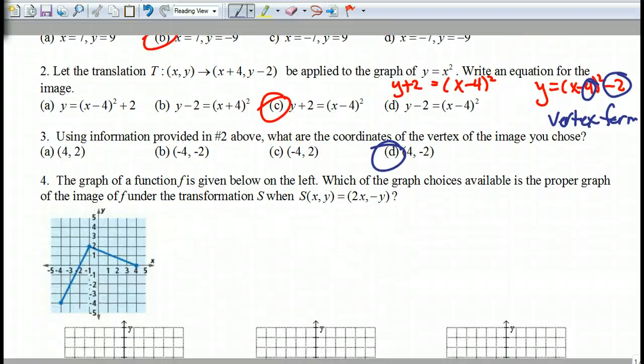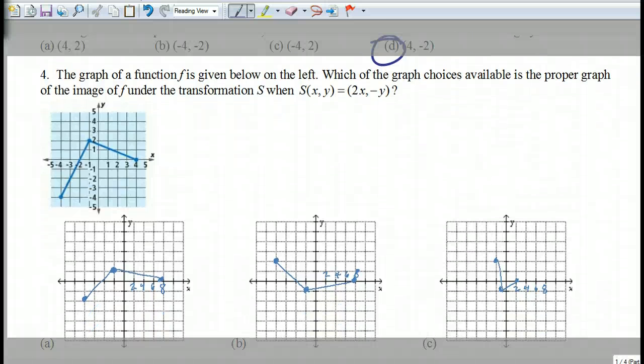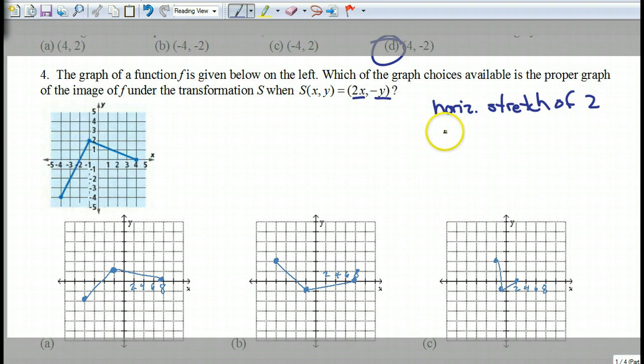Number 4 says the graph of the function f is given below on the left. Which of the graph choices available is the proper graph of the image of f under the transformation of 2x and negative y? First of all, what happens in the x component? What's that 2 do to it? Nope. Yeah, so this is a horizontal stretch of 2. And then what happens to the y? Yeah, it flips the y, okay?